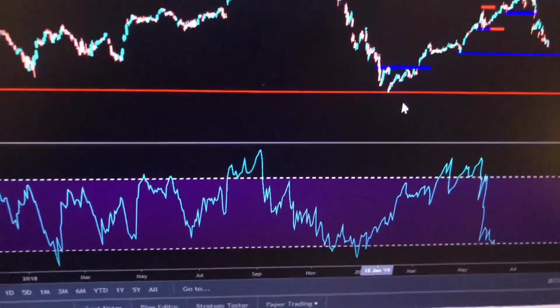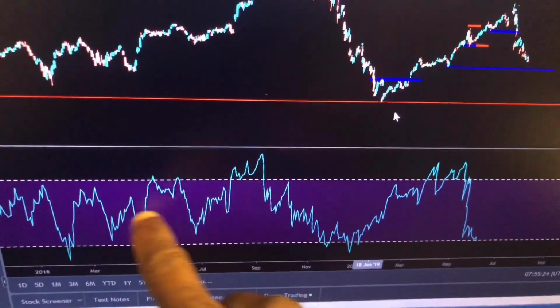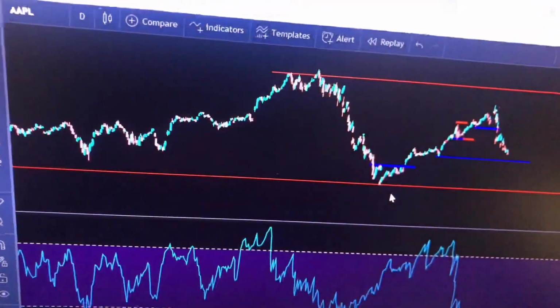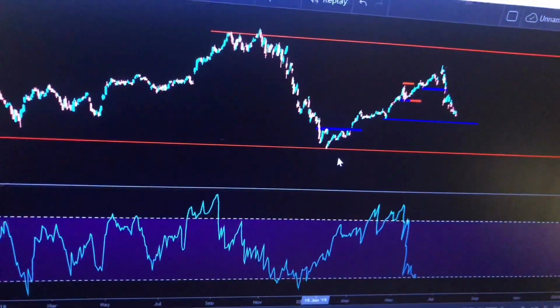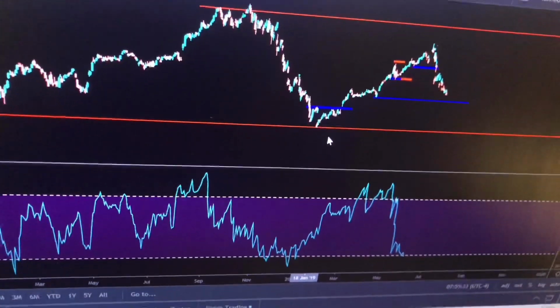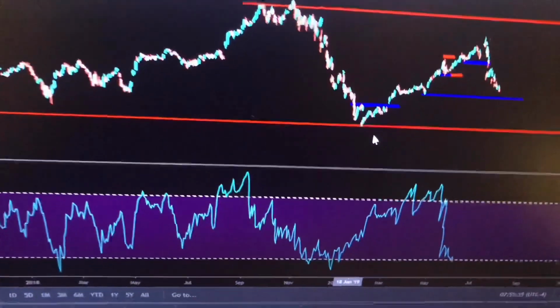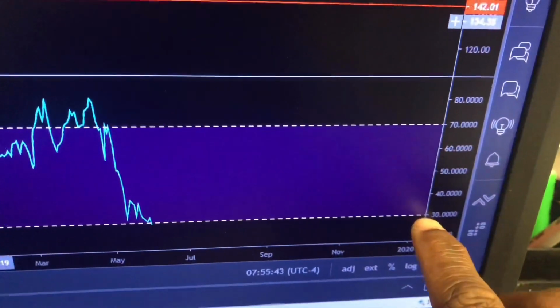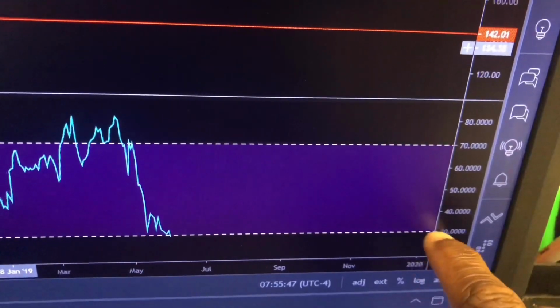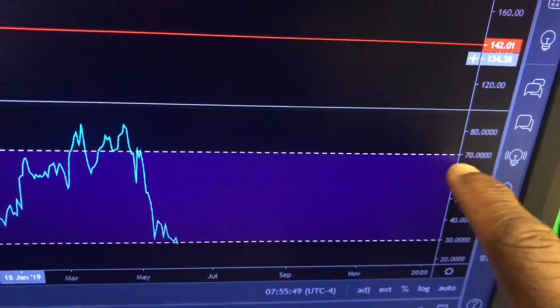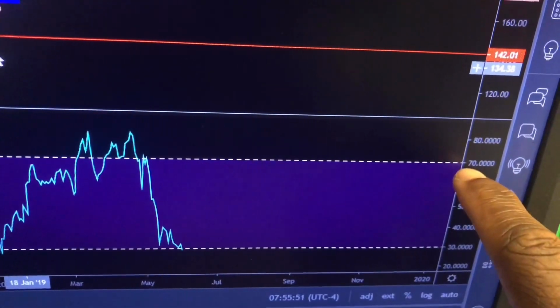Alright, so this is the RSI down here. This is actually Apple. We're looking at Apple. This is the RSI down here, and this is the chart to show the candlesticks and the price action. Okay, let's get into it. Down here on the RSI, you can see that we got numbers. 30 is for oversold, undervalued, and 70 is for overbought, overvalued as far as the stock price.